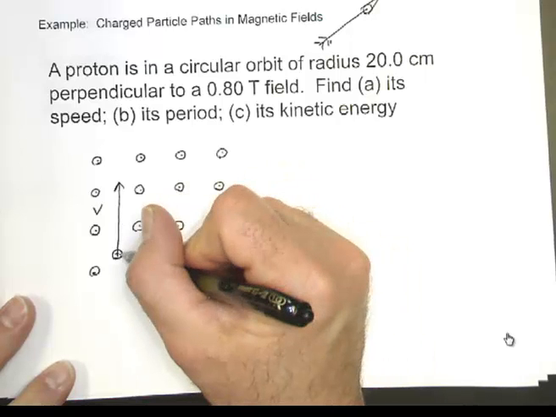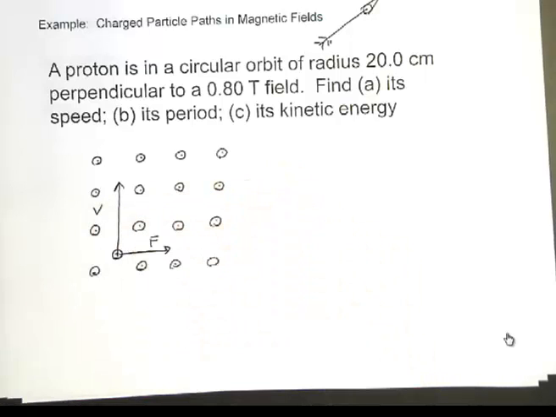Now, that force is not going to speed up the particle or slow it down. Think about what you know about work. If we're going to change the kinetic energy of a particle, we have to do work on it. But its displacement is straight up toward the top of the page. The force is perpendicular to that displacement. Therefore, this force is doing no work at all on the particle.